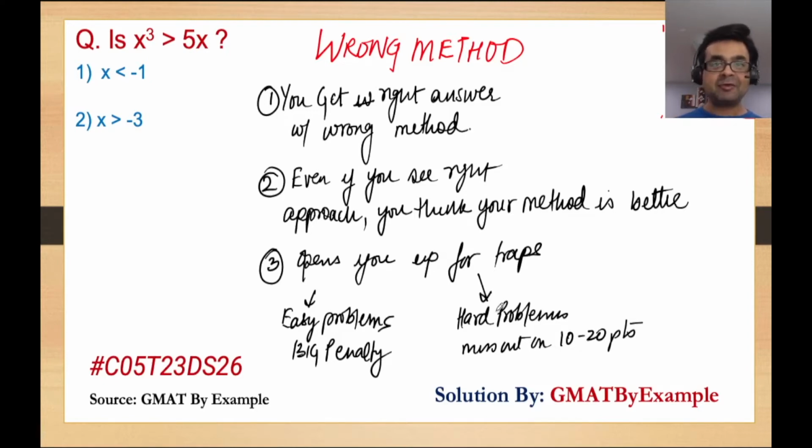On the other hand, if it were a hard problem, a 700 or 750 plus level problem, and you applied the wrong method, it could be the difference of 10 to 20 points on your GMAT exam, which would be a difference of 690 to 710 or 700 to 730, 740. And this is why we are going to solve this question with the wrong method first, and I'm going to label it the wrong method, so that if you are thinking in the same way and you've been trying to solve this question the same way, you file it in your mind that this is the wrong method, and then we will move on to the right method.